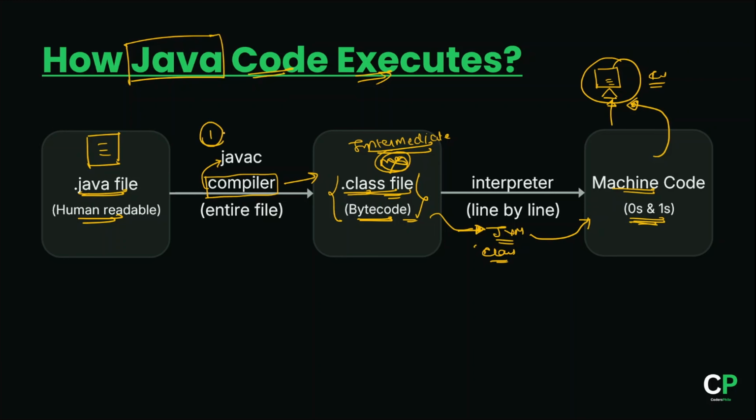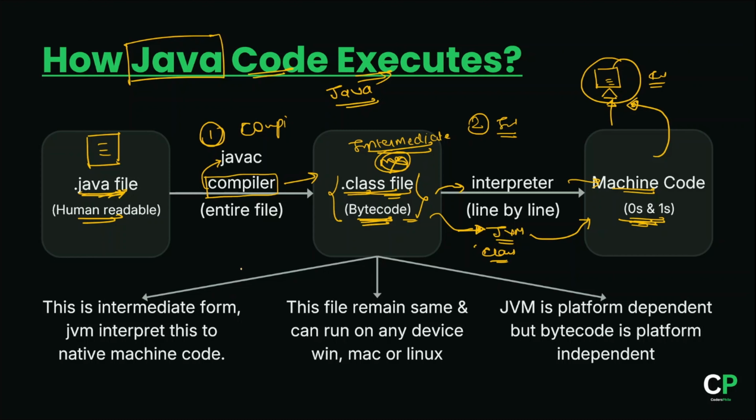So this is step number 1. It is known as the compilation step, and this is step number 2, which is known as interpretation. So that's why Java is both a compiler and interpreter based language. First the Java code is compiled into the .class file. It is also known as bytecode, and then this bytecode is interpreted into the machine code line by line with the help of the JVM.